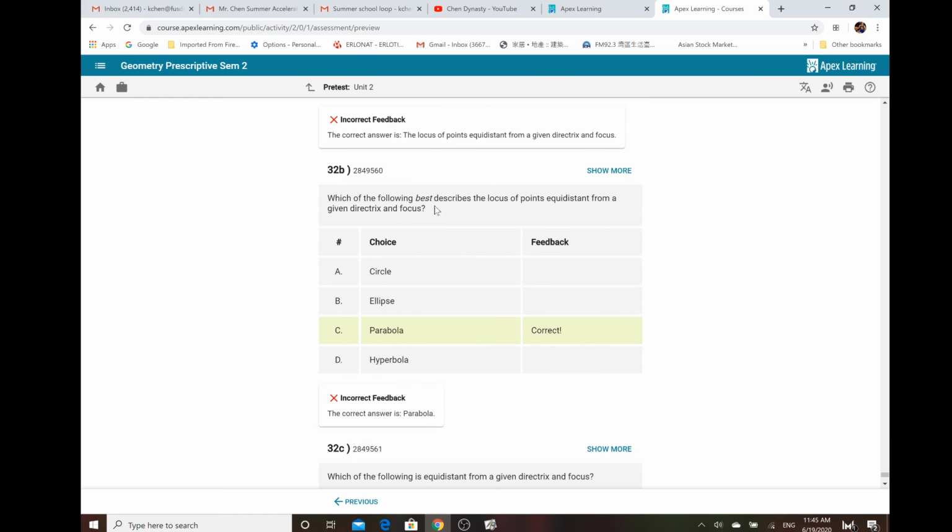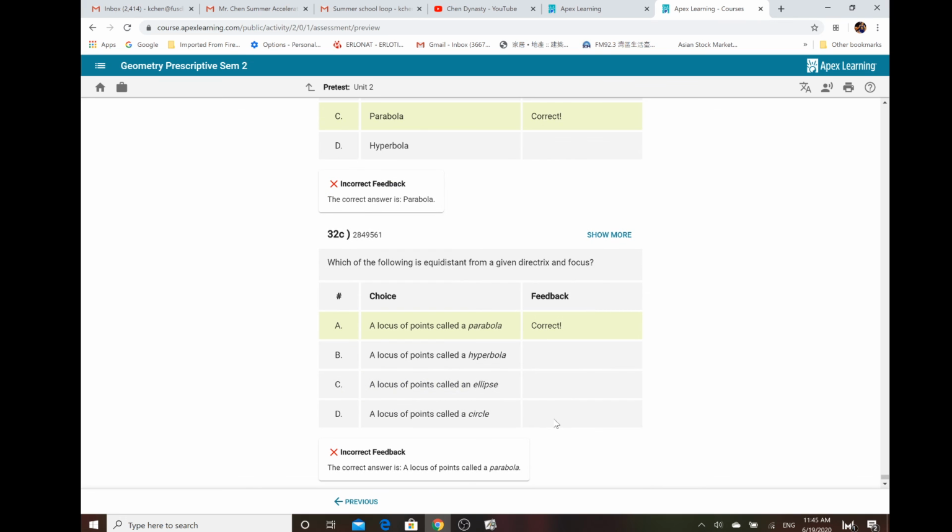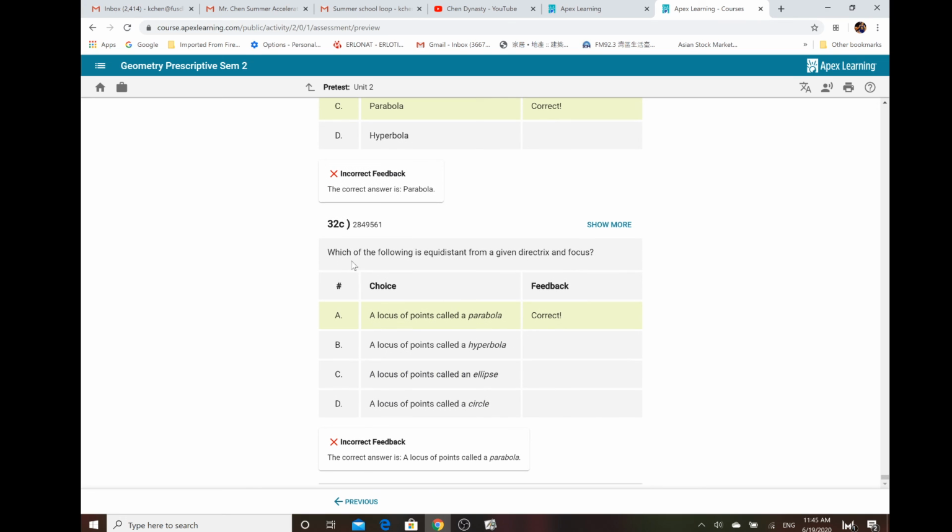Which of the following best describes the locus of points equidistant from a given directrix and focus? Obviously, it's a parabola. Again, the last one: which of the following is equidistant from a given directrix and focus? A locus of points called a parabola.